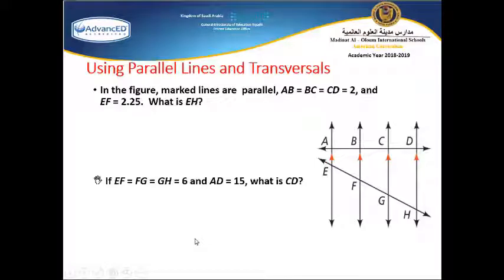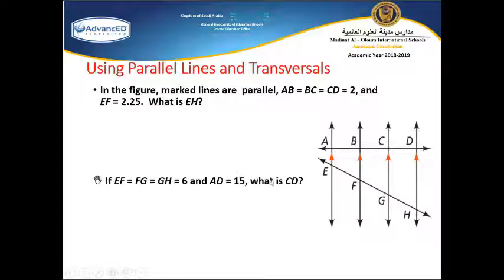Let's solve this question. In the figure, the marked lines are parallel. We have parallel lines AE parallel to BF, parallel to CG, parallel to DH. We know that AB equals BC equals CD, congruent segments according to our theorem, so the other segments created by this transversal are also congruent: EF congruent to FG, congruent to GH.